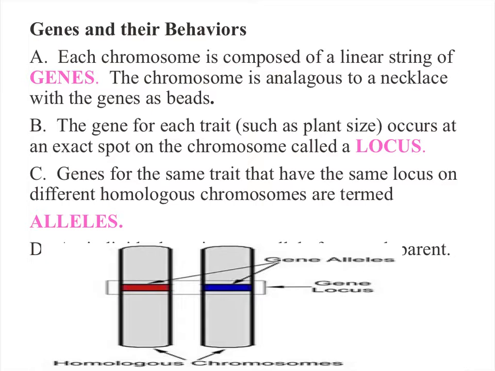Genes for the same trait that have the same locus, but might be on different homologous chromosomes, are called alleles. So same trait, same locus, but remember you have your paired chromosomes, so you have two number 22s. One came from your mom, one came from your dad. Those are going to be called the alleles.